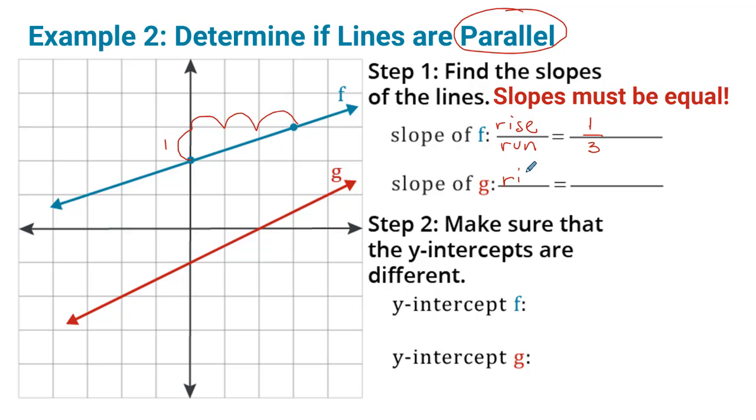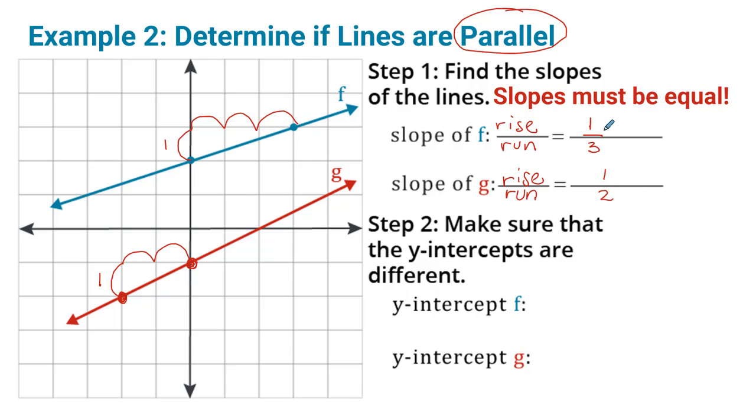I'm doing the exact same thing for my G line, and again, yikes, no points are given. So I'm in charge of making my own points. Make them at the corners of the boxes from the grid paper. You could choose any you want. Maybe you choose this one and this one, maybe this one. It makes no difference, because at this point, I'm going to count up 1. Rise was 1. Count over to the right 2, so it's a positive 2.